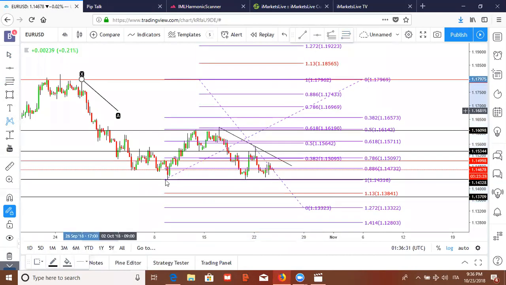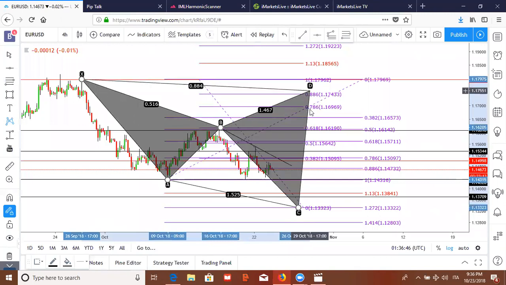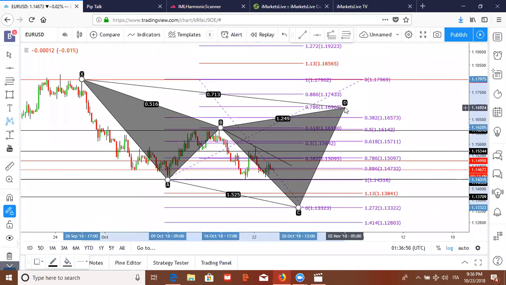X to A to B, B to C. C will complete at that 1272 level. So it's just B to C, C all the way to D at this 78.6 level right here. Let me just extend that out some. That's what that would look like.